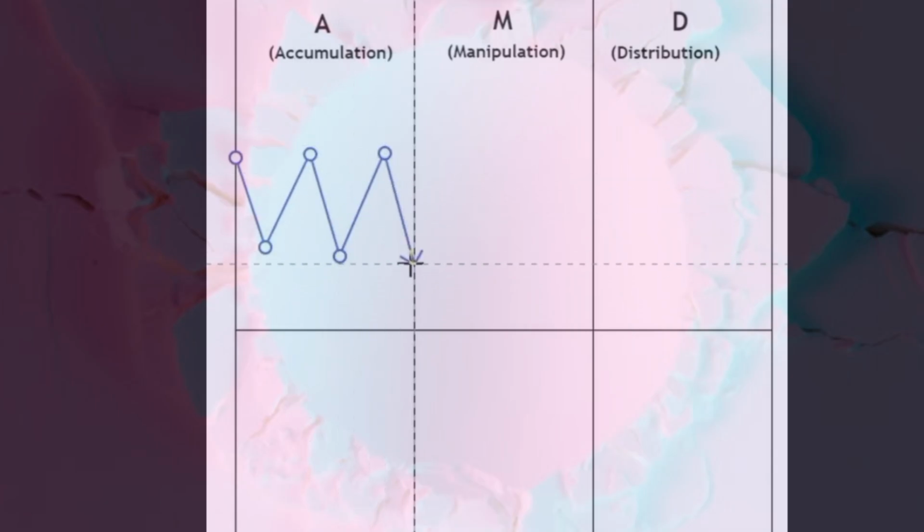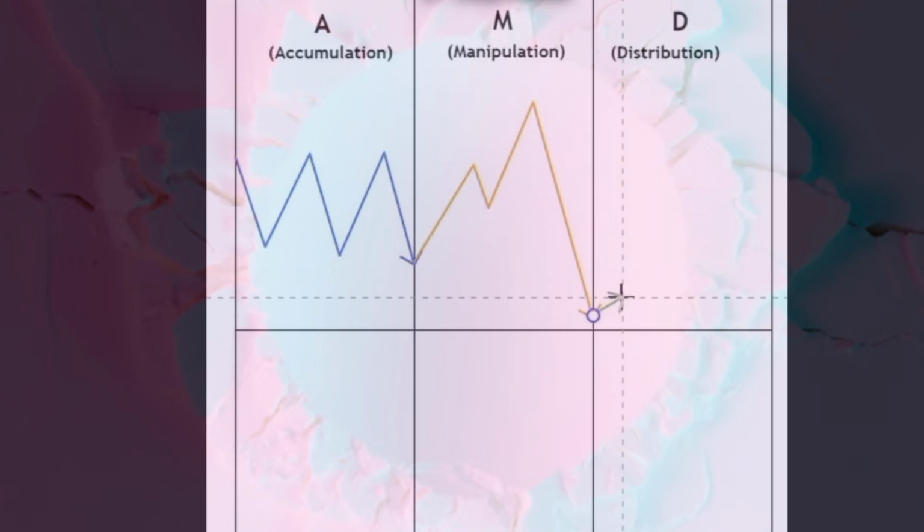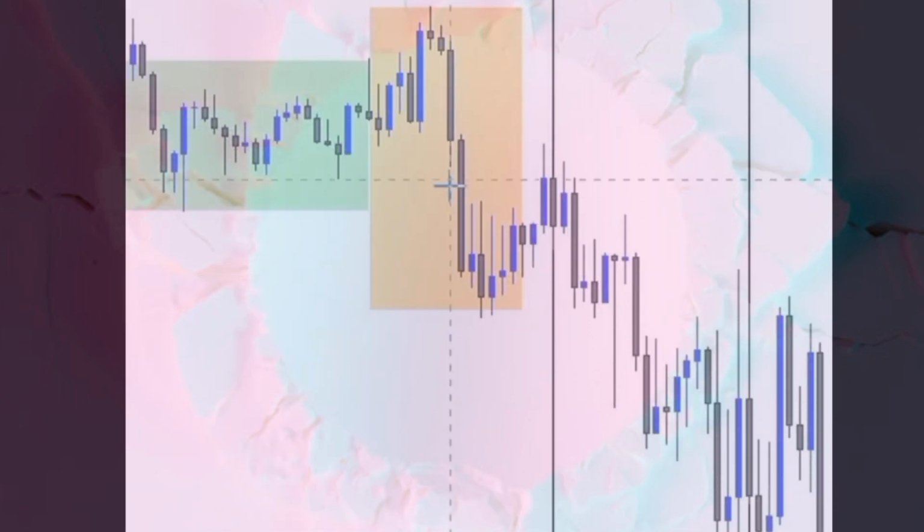To clarify on this, if you see the Asian session accumulating, expect the London session to manipulate and the New York session to distribute. Again, if you see the Asian session distributing, expect the London session to accumulate and the New York session to manipulate, and vice versa. I told you again at the beginning of this video that you should know the right pair to trade during each session. So, take note of this.